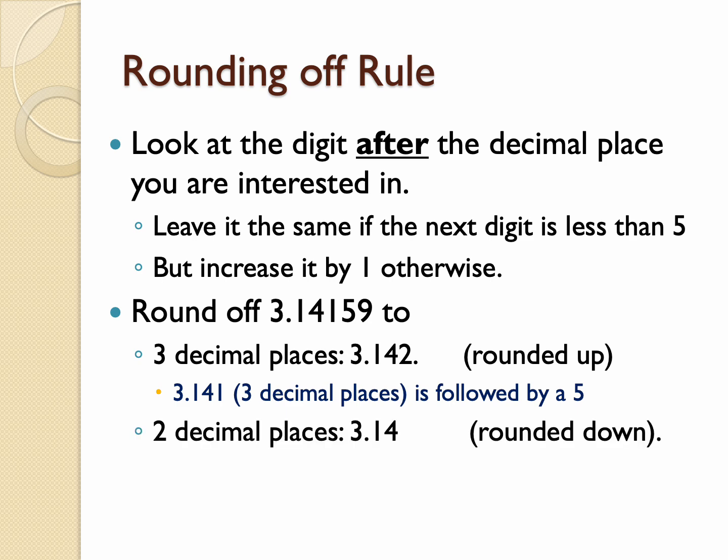Similarly, if we round it off to 2 decimal places, we get 3.14. You can pause the video here and check it yourself, but I'll give you the reason. This is because at the third decimal place, we have a 1, which is not greater than or equal to 5. So we round down the second decimal place and get 3.14.